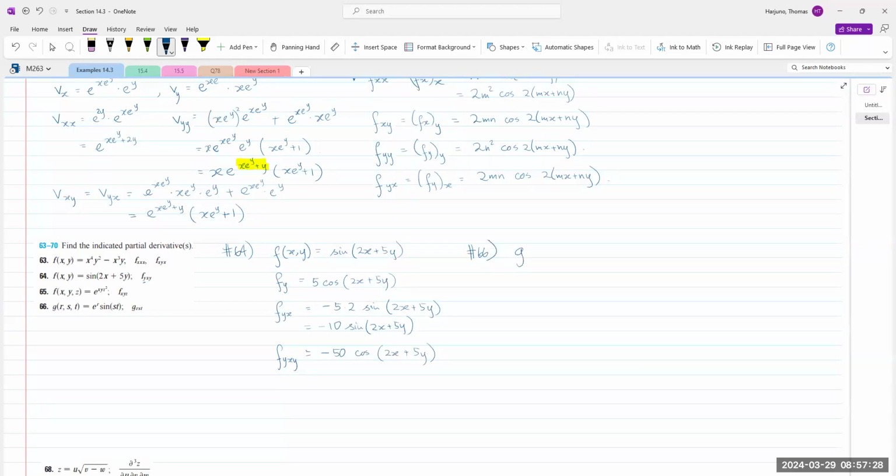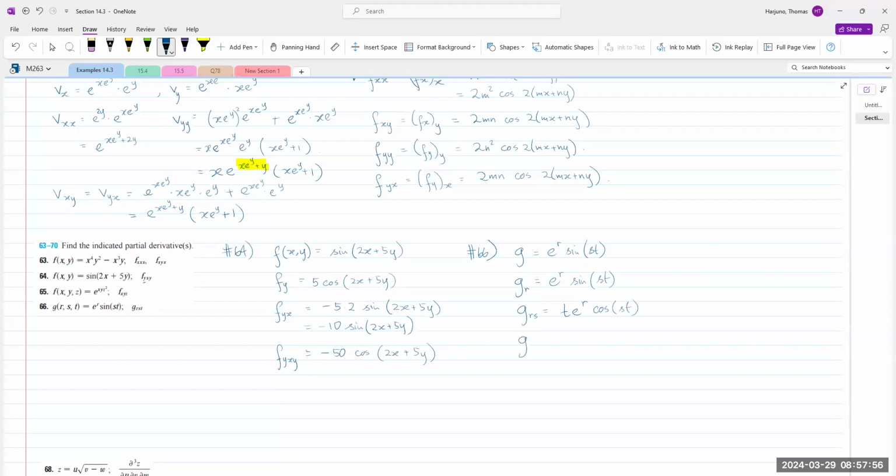G equals e to the r sine st. We need g with respect to r first. That will be itself, right? Then with respect to s, that will be t e to the r cosine st.